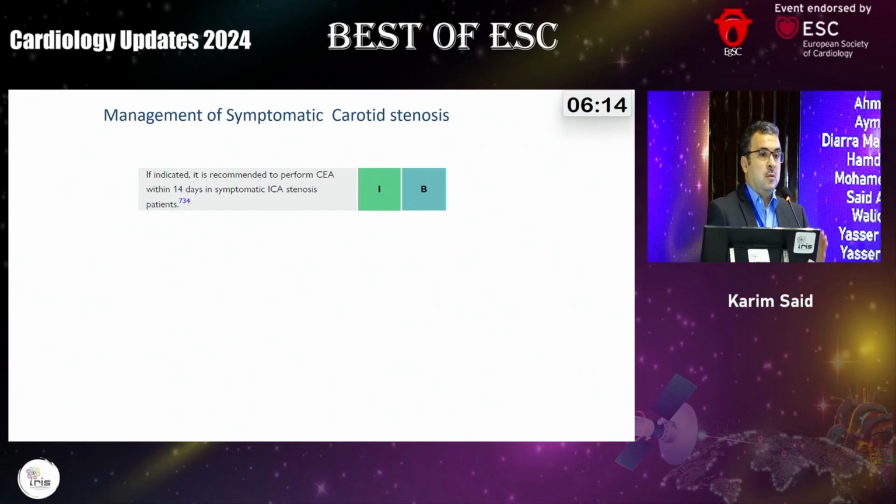And it is recommended to do this endarterectomy within the first 14 days, because pooled studies show that the maximum benefit is taken within the first 2 weeks. The earlier the better, but not within the first 2 days.